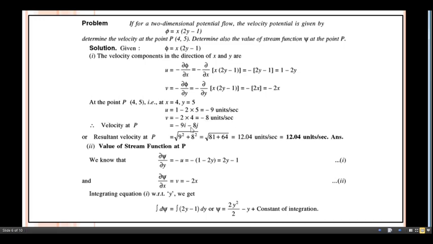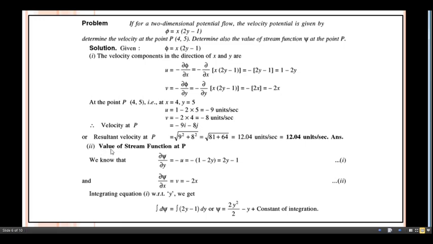So velocity at the P is nothing but, what do we get here? Minus 9i minus 8j. What about the resultant of the same? Square root of 9 squared plus 8 squared. After doing the calculation, we get 12.04 units per second. Now, what about the next point?